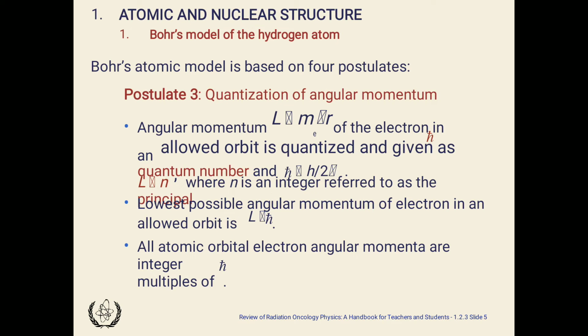Then the third postulate is all about quantization of angular momentum. Angular momentum, L = m_e v r of the electron in an allowed orbit, is quantized and given as L = n h-bar, where h-bar = h/2π, and n is the integer referred to as the principal quantum number. The lowest possible angular momentum of an electron in an allowed orbit is L = h-bar, and all atomic orbital electron angular momenta are integer multiples of h-bar.